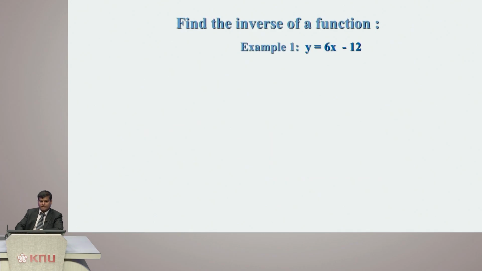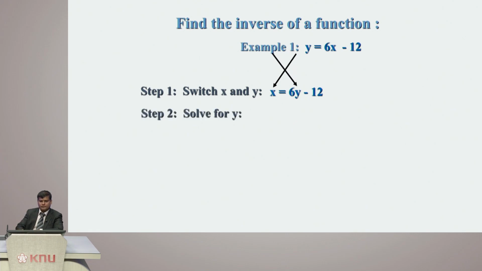So we are asked to find the inverse of the function y equals 6x minus 12, that is given to us. Let's follow the steps. What is the first step? Switch x and y. So x equals 6y minus 12. Solve for y. Okay, we have solved for y. y equals 1 by 6 x plus 2.